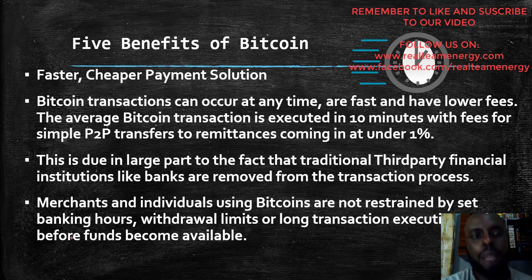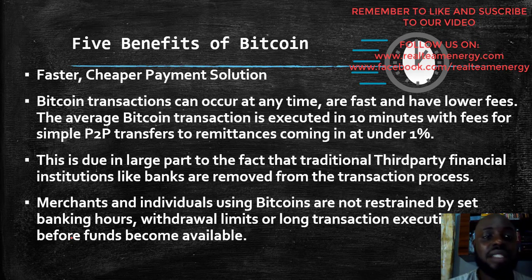Why? The process is through the blockchain in less than 10 minutes. But if you're making a payment or transfer from your local bank account to another bank account, it takes time. It could take 3 to 5 working days. Bitcoin transactions can occur at any time, fast, and have lower fees. The average Bitcoin transaction is executed in 10 minutes with fees for a simple P2P transfer. What is P2P? P2P, peer-to-peer, person-to-person transfer or remittance, coming in at under 1%.